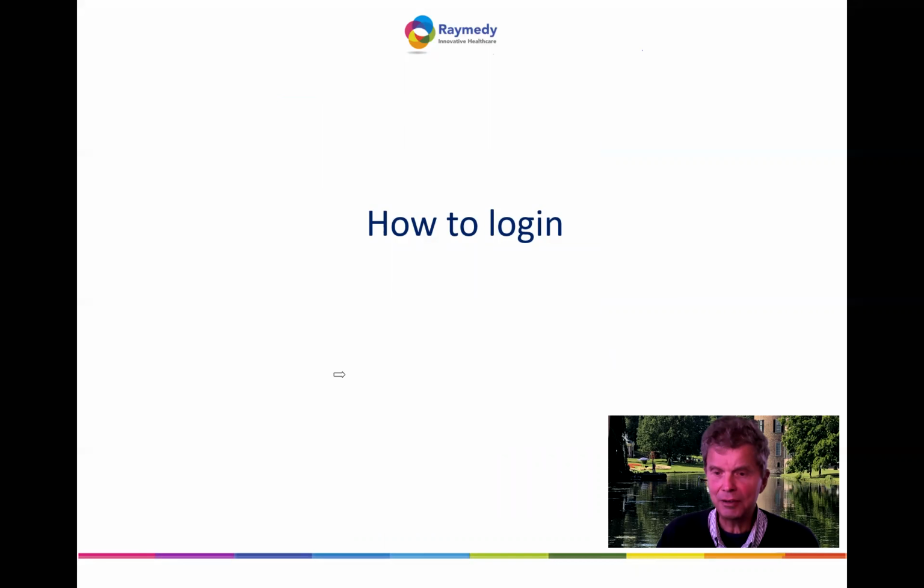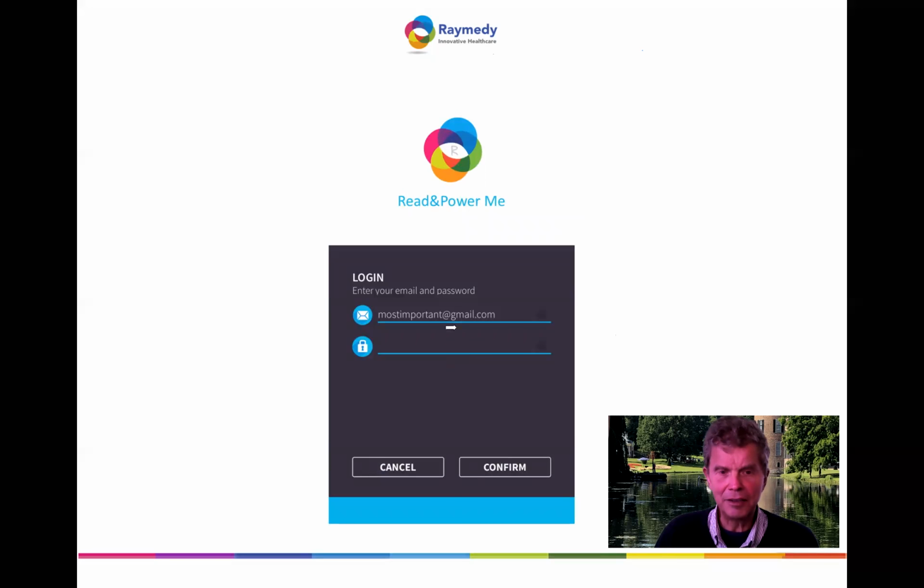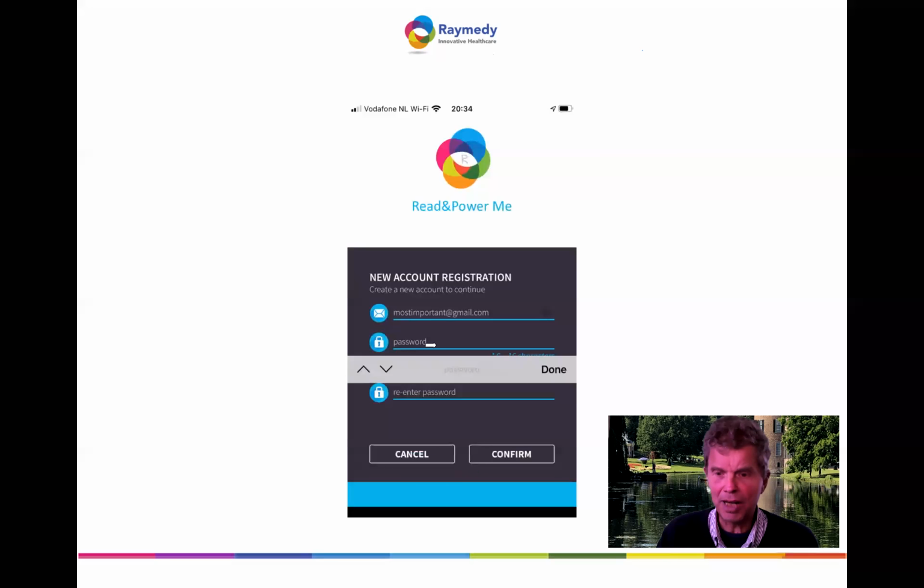Now the first thing is that you need to log in. It's very simple, but there are two ways to log in. You make your own login, or when you have received the Read&PowerMe from a therapist, you fill in the code that has been sent by your doctor or therapist in the login screen. So when you bought it through the website, you create a new account. When you want to treat with your personal remedy plan, you use the login code that's been sent by a doctor or therapist. You fill in your email, you fill in your password, you confirm your password, and that's it.